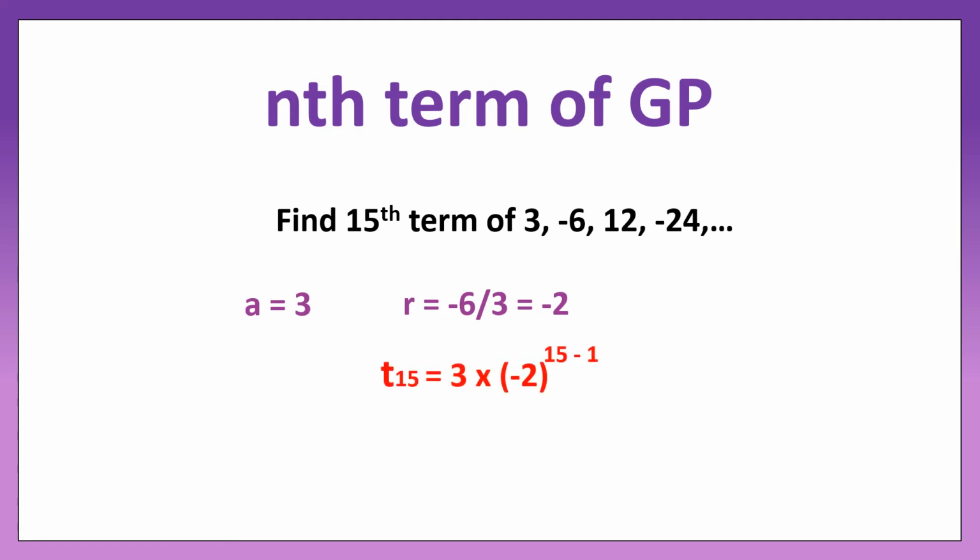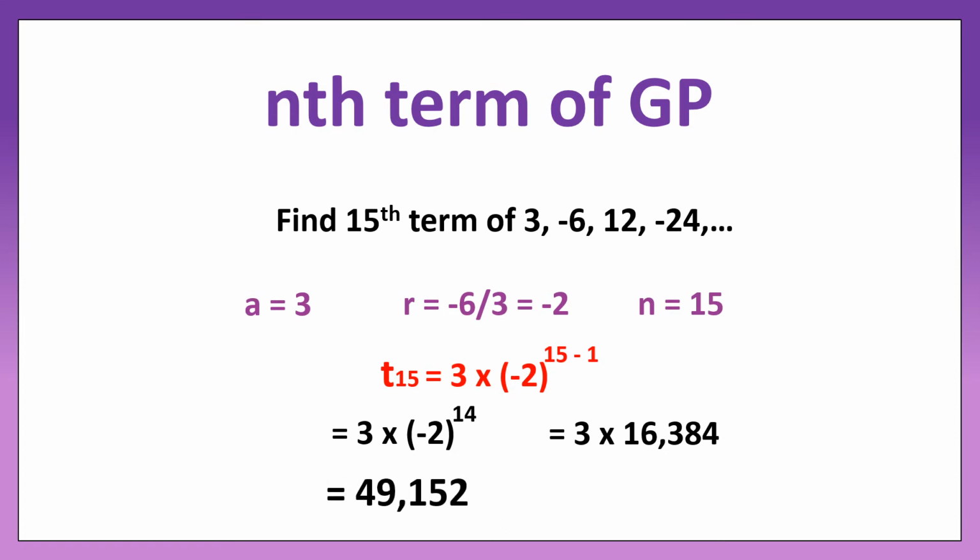So the formula is T15 is equal to 3 into minus 2 raised to n minus 1, that is 15 minus 1. So n is 15. That is why we are applying the formula as this: 3 into minus 2 raised to 14, that is 15 minus 1. That will give us 3 into 16,384, and the 15th term of this series will be 49,152.